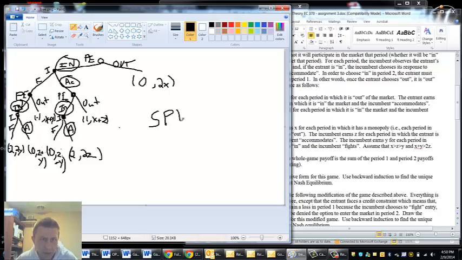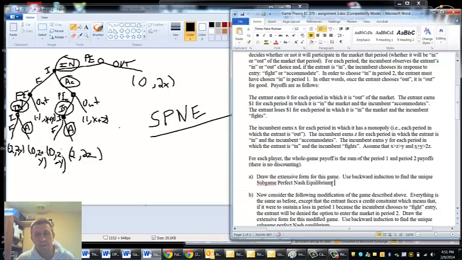It's important that you write this out in your answer. Don't just say it's the Nash equilibrium, because that's not quite correct. The subgame perfect Nash equilibrium means you were at the Nash equilibrium in every single subgame. So in the subgame perfect Nash equilibrium, the potential entrant enters the market both periods, and the incumbent accommodates both periods. And we have now solved for part A.